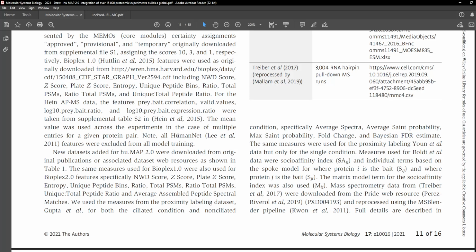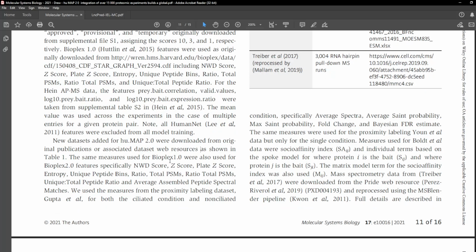New datasets added for hu.MAP 2.0 were downloaded from original publications or associated dataset web resources as shown in Table 1. The same measures used for BioPlex 1.0 were also used for BioPlex 2.0 features, specifically NWD score, z-score, plate z-score, entropy, unique peptide bins, ratio, total PSMs, ratio total PSMs, unique total peptide ratio, and average assembled peptide spectral matches.